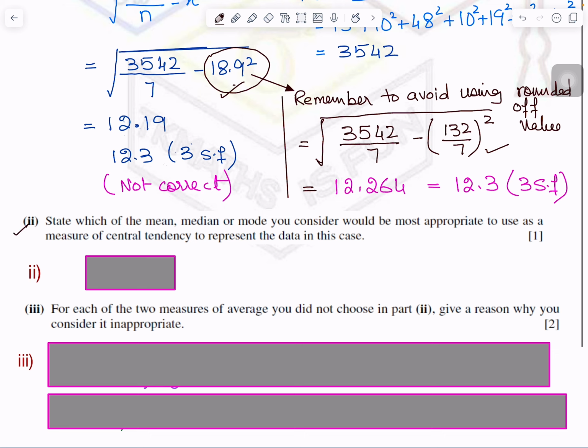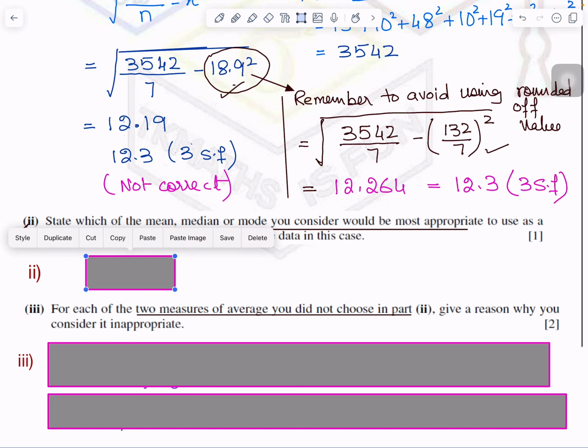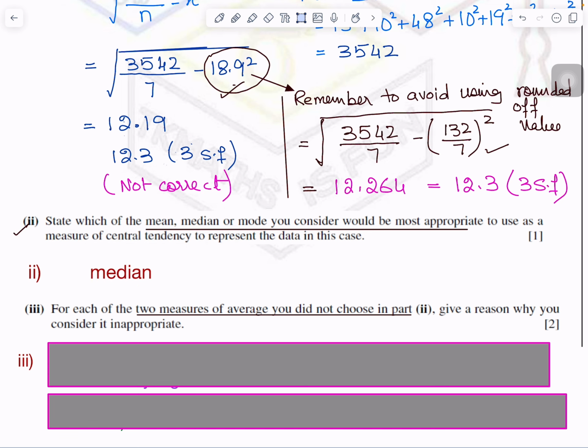Now the next question is part 2: which of the mean, mode and median would you consider most appropriate? This is very important, as it shows a good understanding of the concept. What will you say here? In part 3 they are asking you the reason why you are not selecting the 2 other measures of central tendency which you have not selected in part 2. So first of all, in part 2 you don't have to give any reason, you just have to write the answer. Median, you know, means arranging data in ascending order.